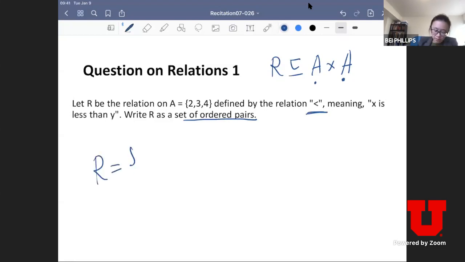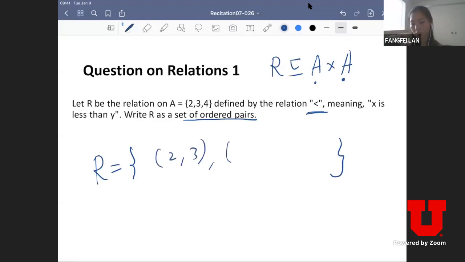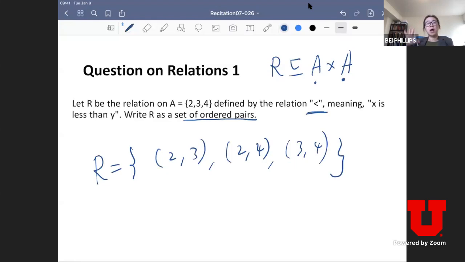So do I have a volunteer? What are the ordered pairs in my relation R? Peter said 2, 3. Yeah. 2, 4. Mm-hmm. And 3, 4. Perfect, right? Because those are the only possible pairs where taking an element from A, and another element from A, the first element is less than the second element. That's the relation.